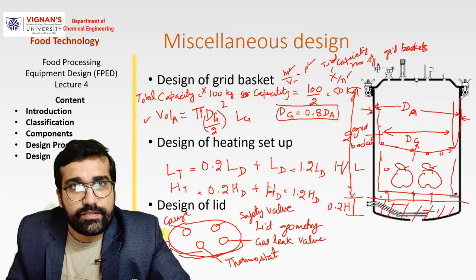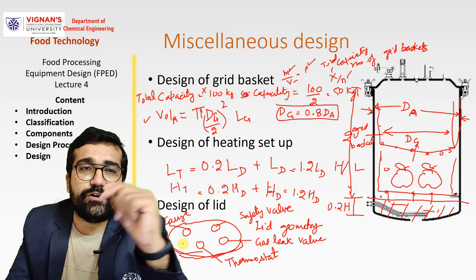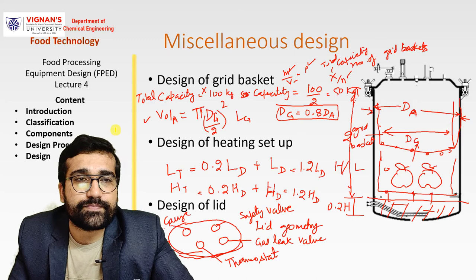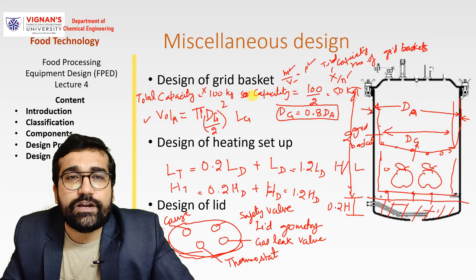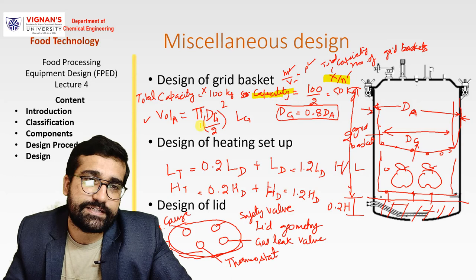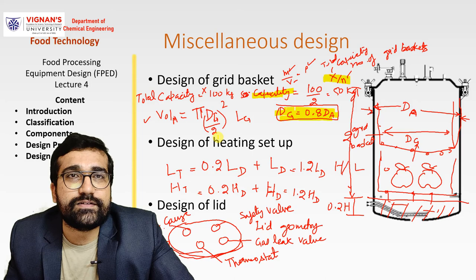So this is how we are going to design the miscellaneous components for the pressure vessel. Let me highlight the important formulas which we are going to use. First we'll find out the capacity. How to find the capacity? It is the total capacity upon the number of baskets, which is the capacity of each grid basket. Then we'll find the diameter of the grid basket, DG, which equals 0.8 times the actual diameter of the pressure vessel, or the autoclave.